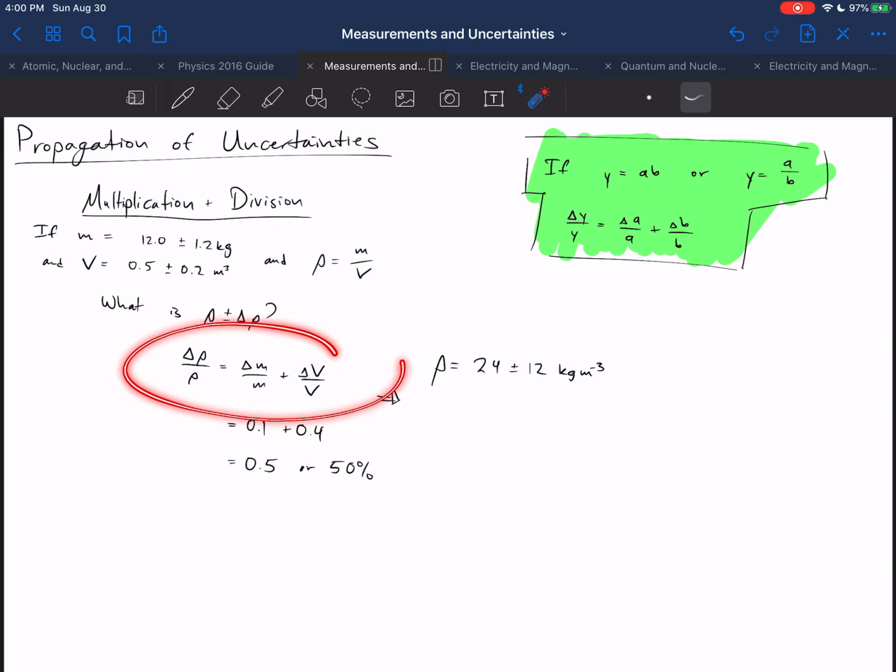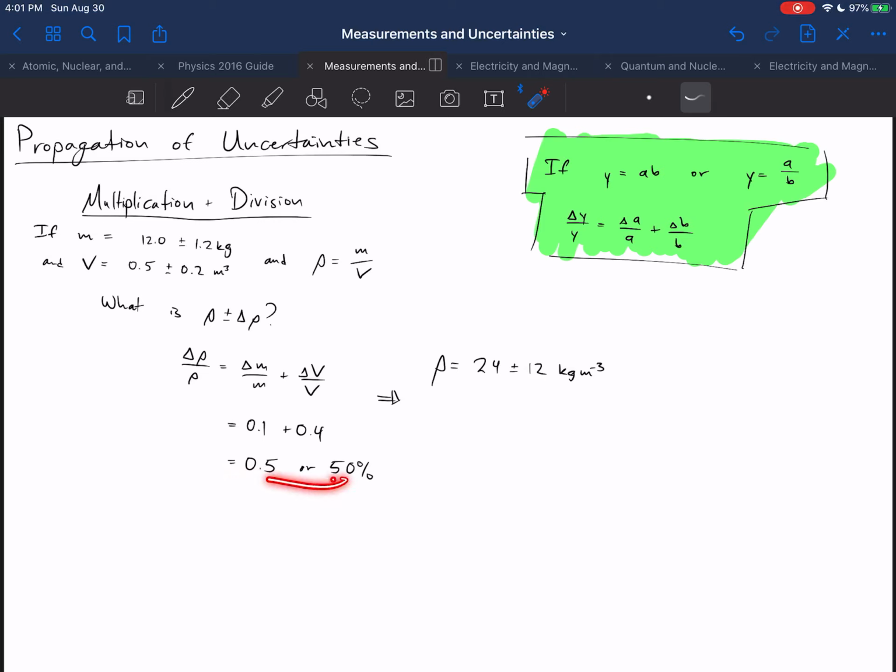This is captured in this generic formula here. You take the relative uncertainty on the density, that's the value that you want. That is always going to be equal to the relative uncertainty on the mass plus the relative uncertainty on the volume. I almost always mentally represent this as percentages, but you can straightforwardly do the calculation yourself. If you take delta m and divide it by m, then 1.2 kilograms divided by 12 kilograms is 0.1. Delta v divided by v is 0.2 meters cubed divided by 0.5 meters cubed, which is equal to 0.4. You add them together, and that gives you a total relative uncertainty of 0.5.